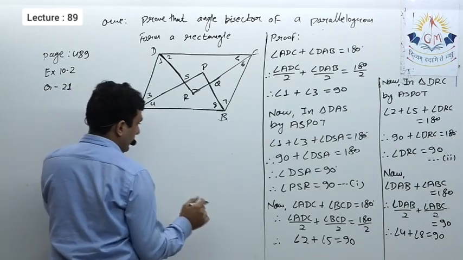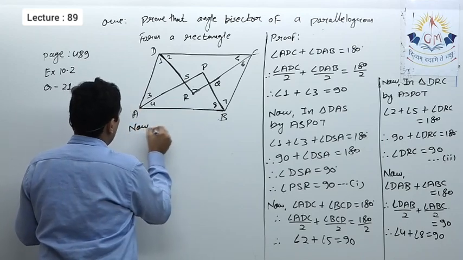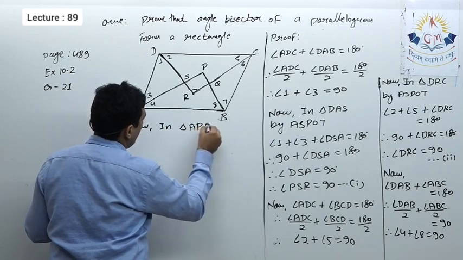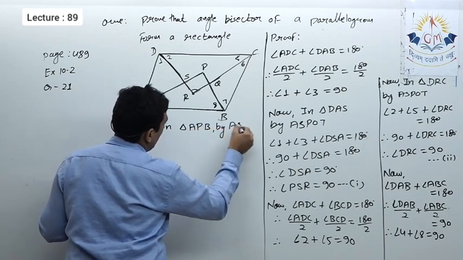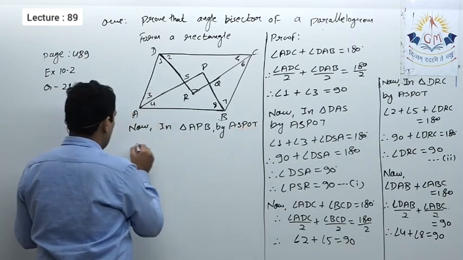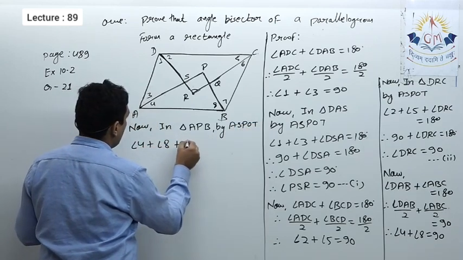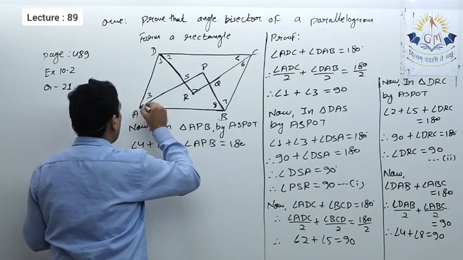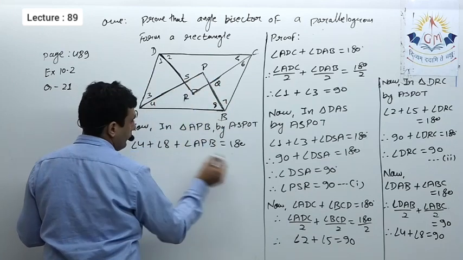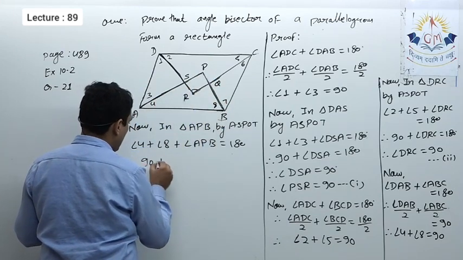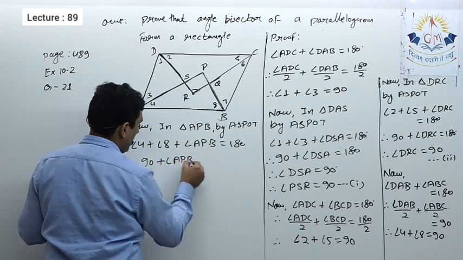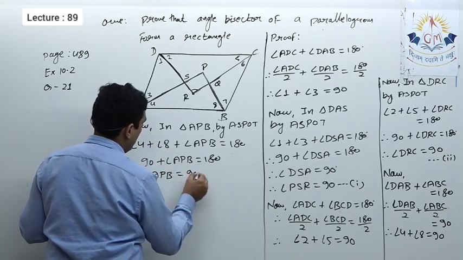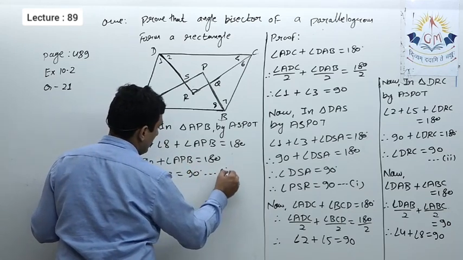Okay, angle 4 plus 8 is 90. So now in triangle APB, again by angle sum property of triangle, angle 4 plus angle 8 plus angle APB is equal to 180 degrees. In this triangle I am applying the angle sum property. 4 plus 8 is 90. So 90 plus angle APB is equal to 180. So angle APB is equal to 90 degrees. So that is equation number 3.